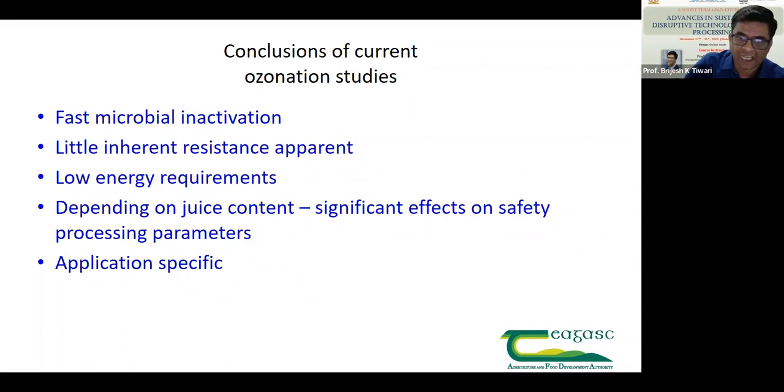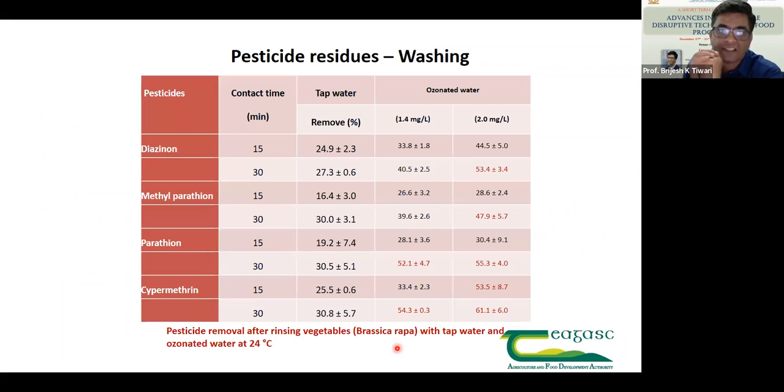So, as I said, if we have pesticide residues in the water, and you can see different pesticides which are used by farmers on the fruit crops to avoid insects. And this is pesticide removal or degradation efficacy on vegetables with tap water and ozonated water. Even the tap water was able to remove some of the pesticide present on the surfaces. Whereas when we use ozone-containing water, we have a significant increase in removal of these pesticides plus the microbial load. So that's some of the added advantage of using ozone.